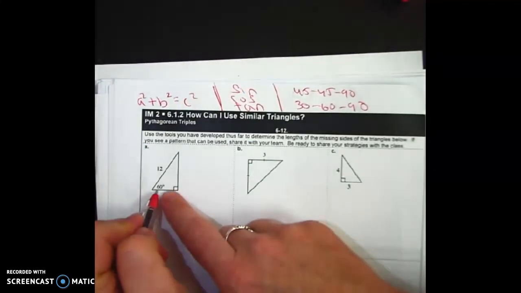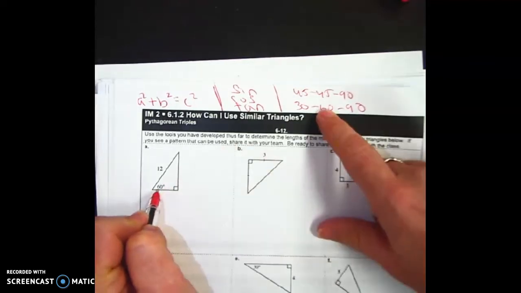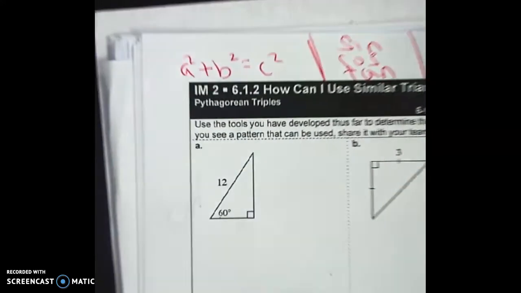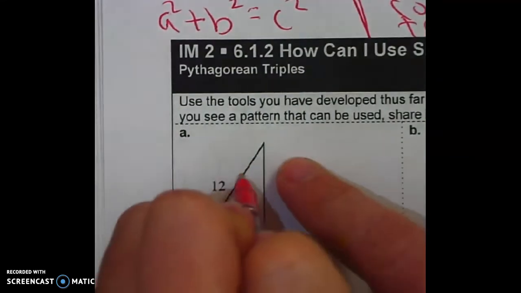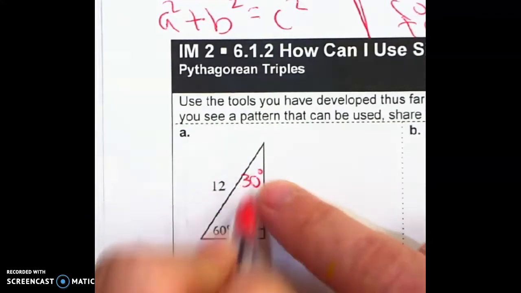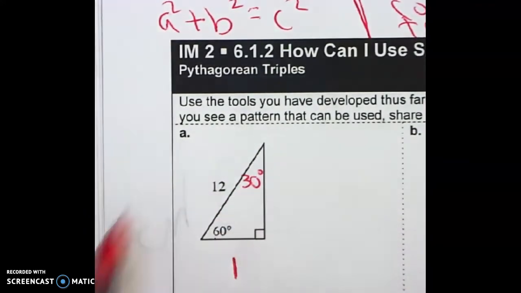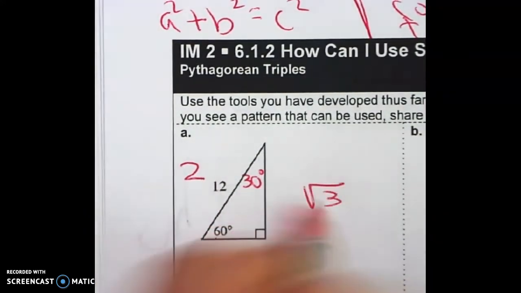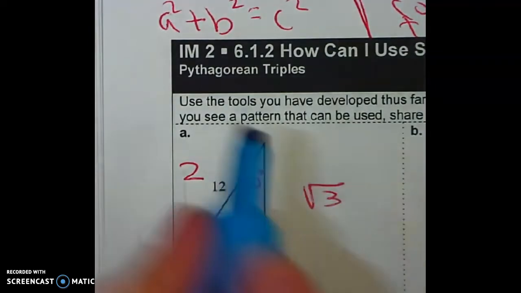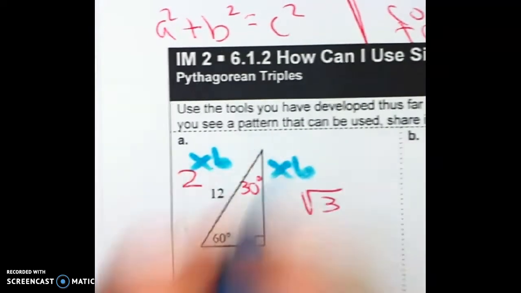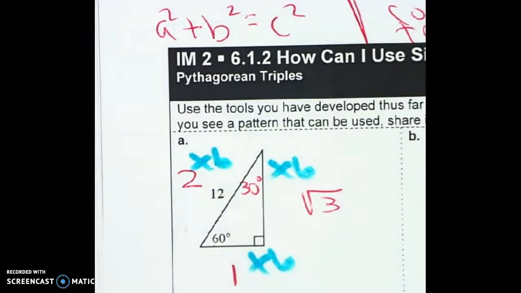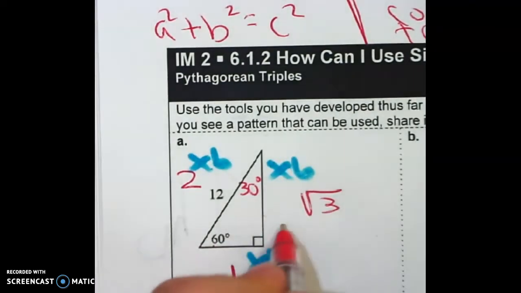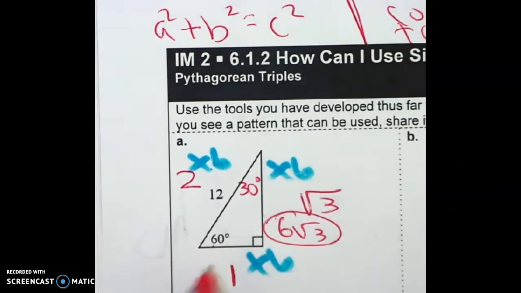So if you look at the first one, the first thing I do is I see 60. Boom, 30, 60, 90. So let me zoom in. If that's 60, this is 30. Remember, what's across from the 30? 1. What's the long side? 2. Boom, rad 3. Your job is to figure out the multiplier. Times 6, times 6, times 6. So now you know this side is 6 rad 3. And you know this side is 6. Let's go to the next one.